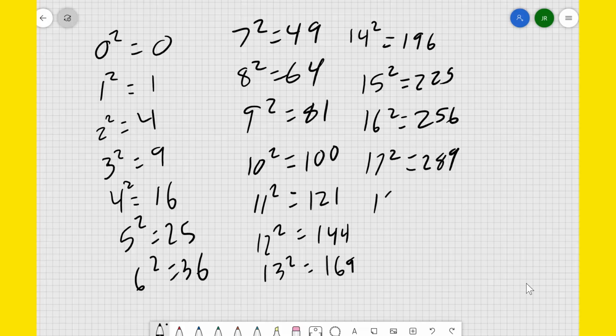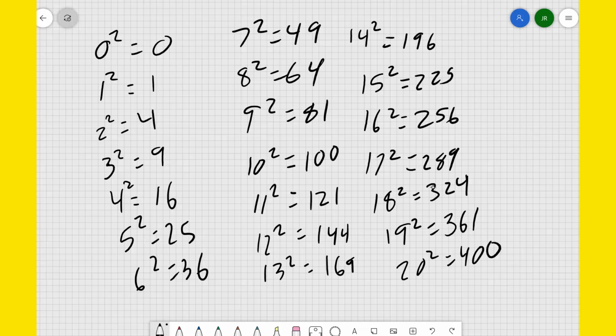289. I believe it's 324, but let me make sure. I did check that one in my calculator and it was 324. 19 squared, I went ahead and did that one in my calculator, that's 361. And 20 squared is 400. So I think I have them all memorized pretty much except for 19 squared.